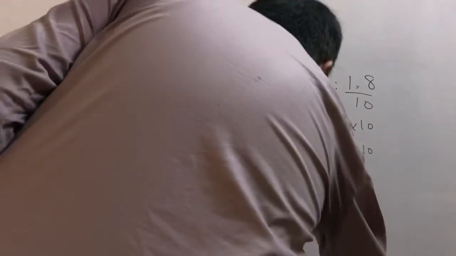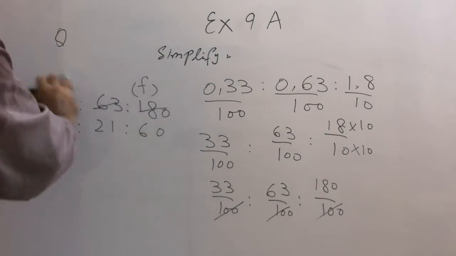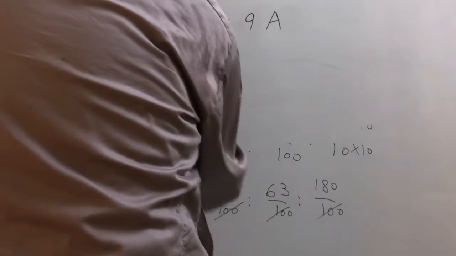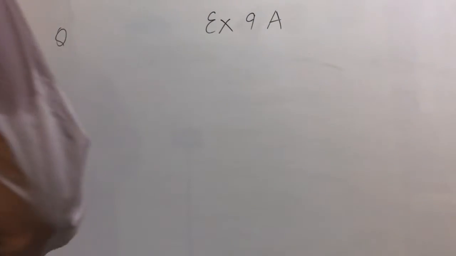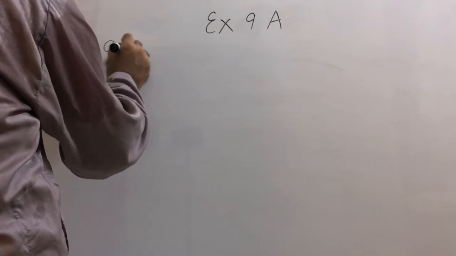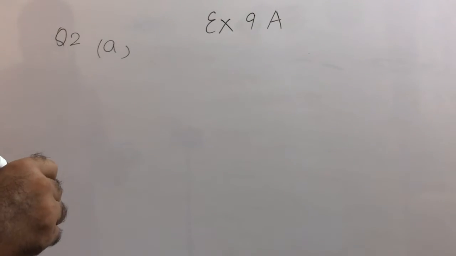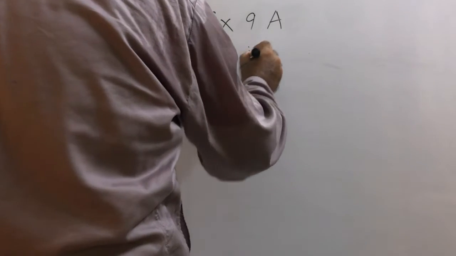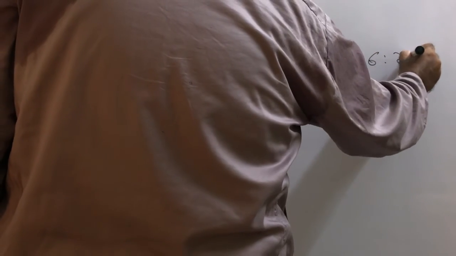So now we will be doing question number 2, exercise 9a. Question number 2 says, part A, find the value of A. We need to find the value of A if A ratio 400 is equal to 6 ratio 25.